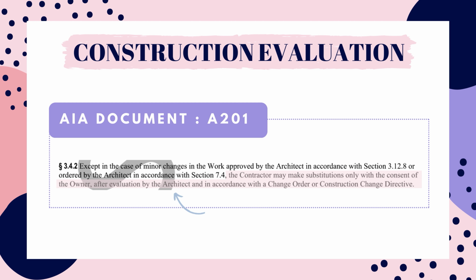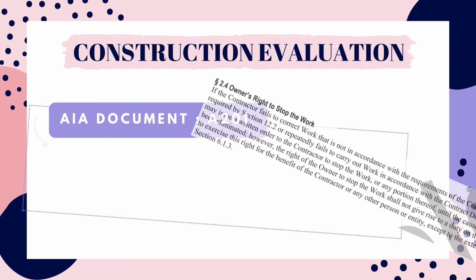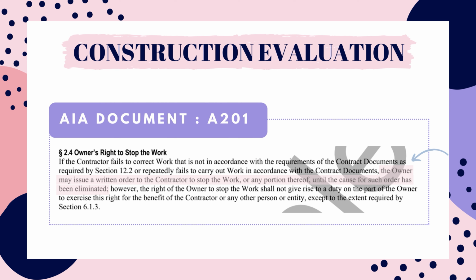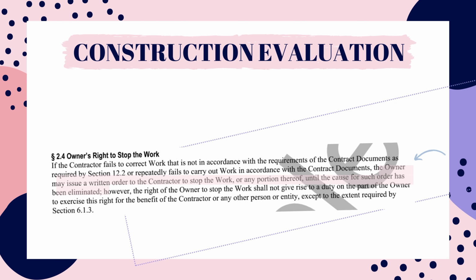So now what happens? Well, as noted in section 2.4, the owner can stop the work, but the owner must give the contractor a written order. Then the work will stop until the issue has been resolved. In this case, when either the architect and owner review and approve the substitute material, or the contractor removes the unapproved substitution and installs the originally specified material.